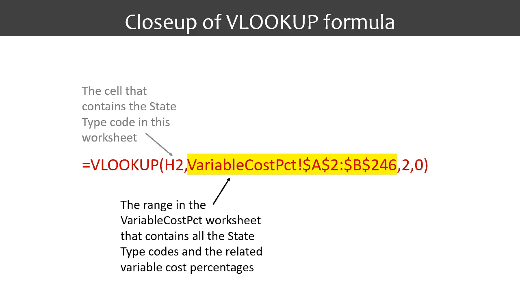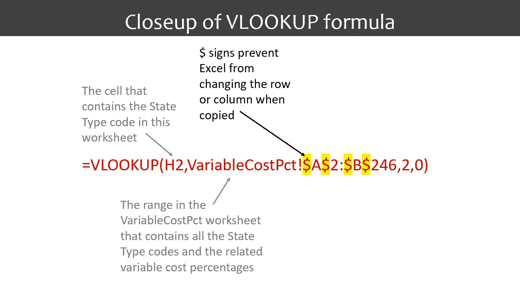Next, we would point to the range that contains all of the state type codes and the related variable cost percentages. We would point to the range of cells that contains the lookup information. Here, the information we need is in a separate worksheet named variable cost percent and can be found in cells A2 through B246 in that variable cost percent worksheet.